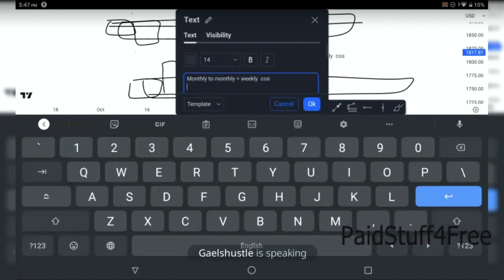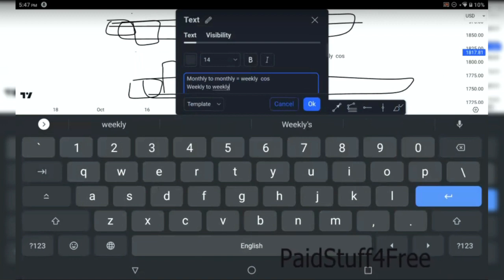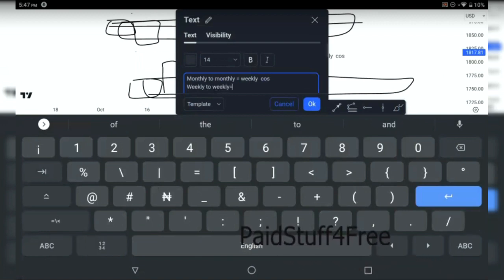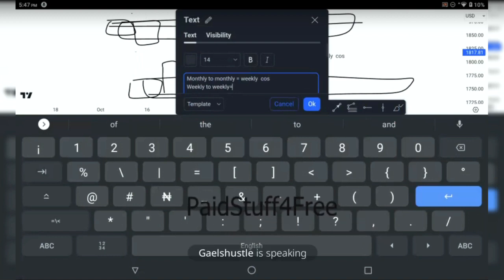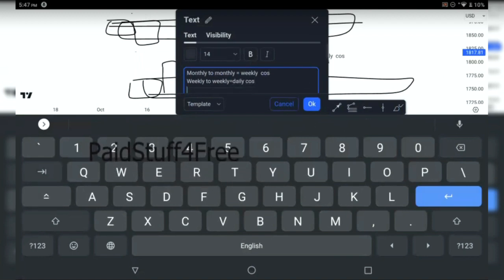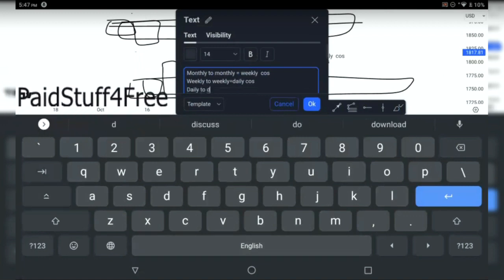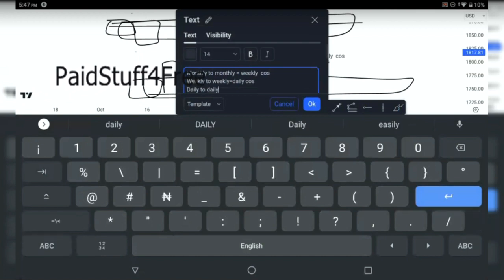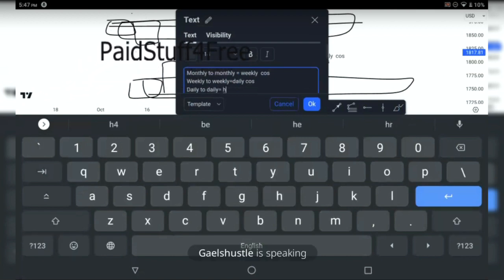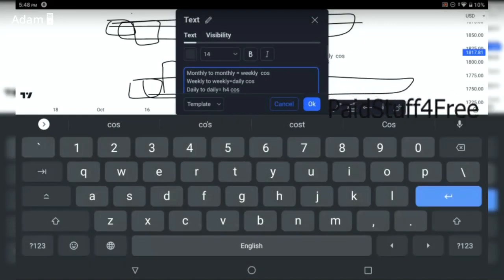Yes. So if you have a weekly to weekly, what do we need? A daily change of storyline, daily COS. Daily to daily, what do we need? A 4 hour, H4 COS. It goes down up until 15 minutes, 5 minutes, 1 minute, 15 seconds. This is how price moves.